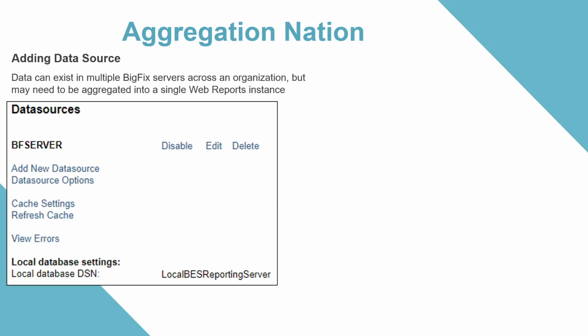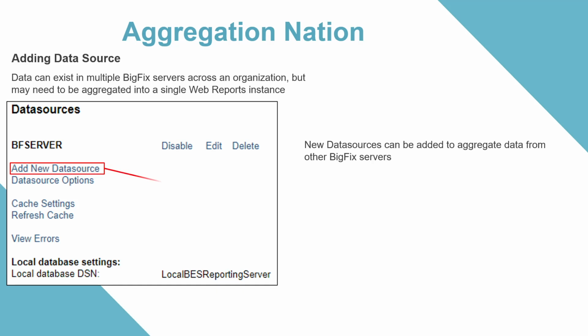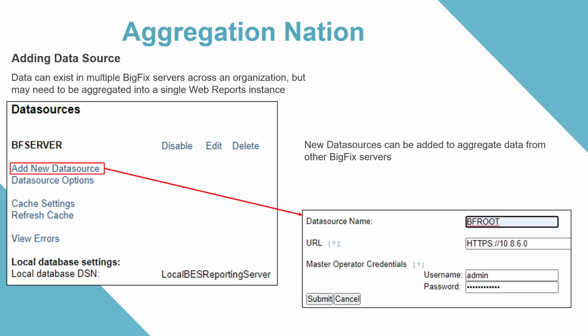But just because you have different BigFix servers throughout the company doesn't mean you have to generate the same report across the different instances. Web Reports has the ability to aggregate data from different BigFix instances into a single Web Reports server. All you need to do is add a new data source and enter the URL of the other BigFix server you want to aggregate from. You will need a master operator ID on every separate BigFix instance you want to aggregate data from.